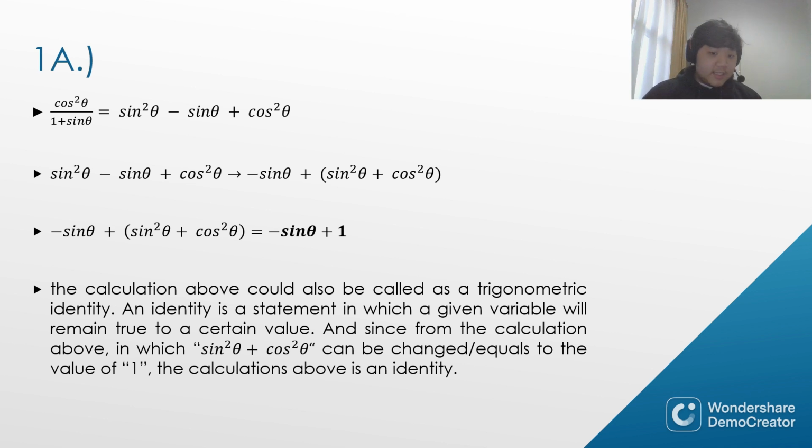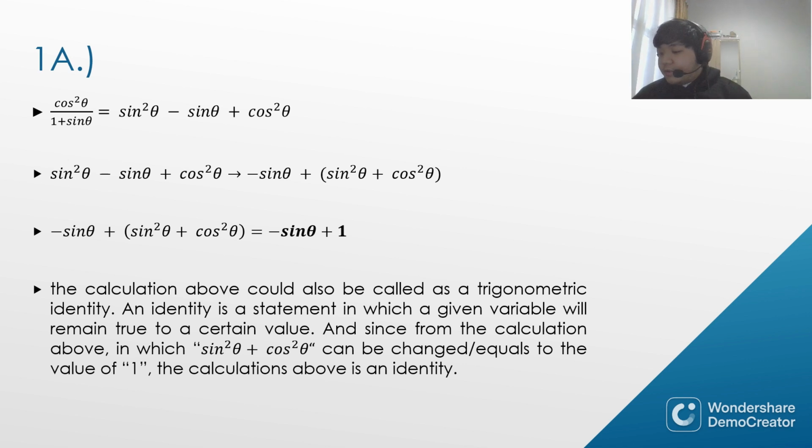The reason for this is that an identity is when a given expression will remain true or will always be equal to a certain value. And since the equation above that we just solved, in which we convert sin square theta plus cos square theta into 1, it can also be called a trigonometric identity, since it uses two different variables to sum up into one certain value, which is 1.